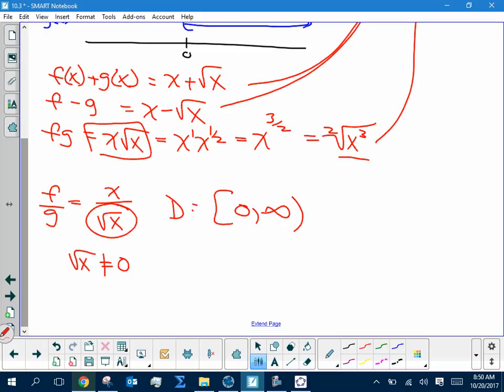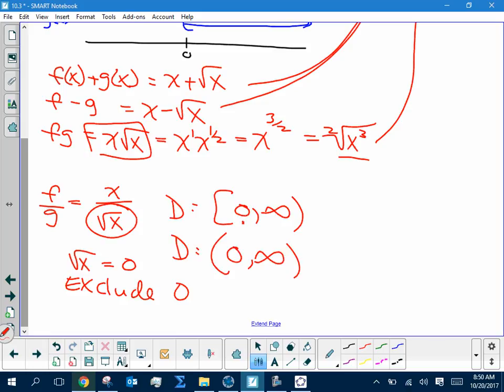So, maybe you like to put root x equal 0. When will root x be equal to 0? For what x value will the root of x give you 0? 0. So that means we're going to exclude 0. So how does that change this domain? It just changes it to a parenthesis.